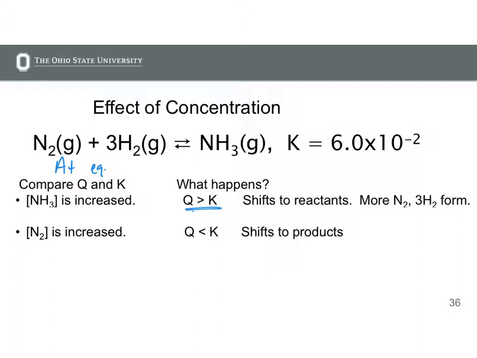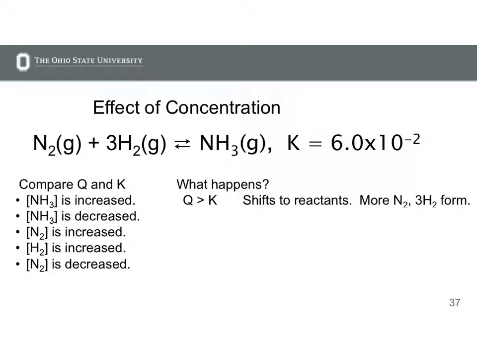If we increase the nitrogen concentration, recalculate Q, find that Q is less than K, and we're going to shift towards the products. So you only have to increase the concentration of one of the reactants in order to produce a change, or one of the products in order to make a change.